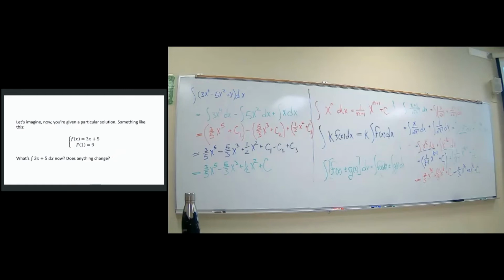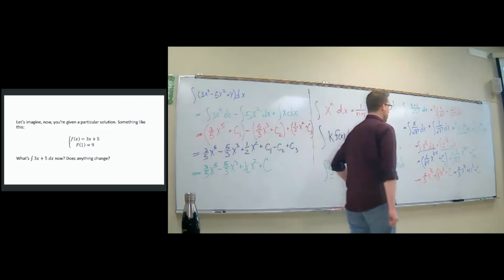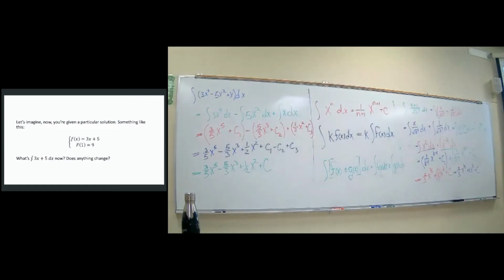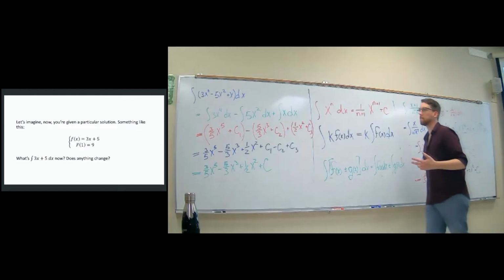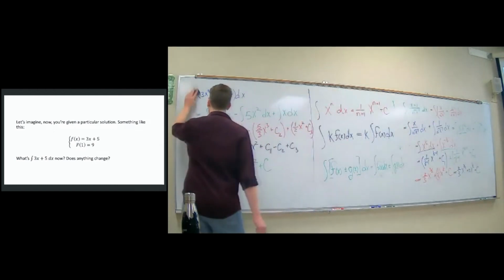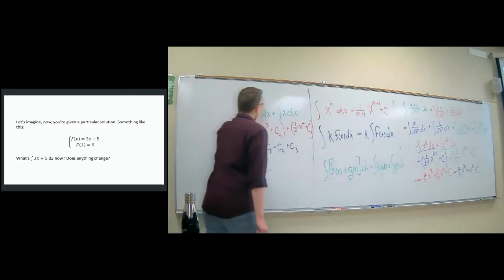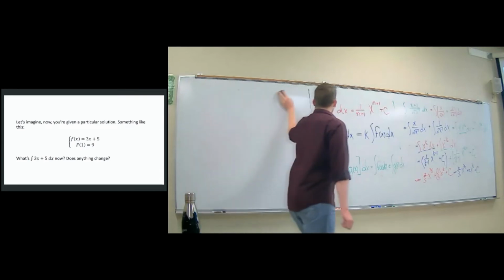Now, what if I told you a little bit more information? What if I told you that the derivative is equal to 3x plus 5, and the function when x is equal to 1 is equal to 9? Now, this lets you do something. What do you think it allows you to do? What do you think this little bit of extra information, our function at 1 is equal to 9, tells us? Well, let's check it out. Let's play with all of this.